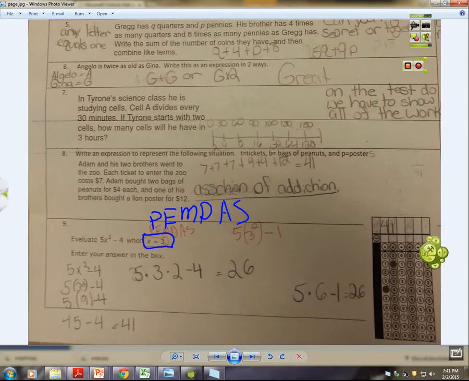So you have to do 5 times 3 equals x, and then it's squared, so 2, and then minus 4. That equals 26.